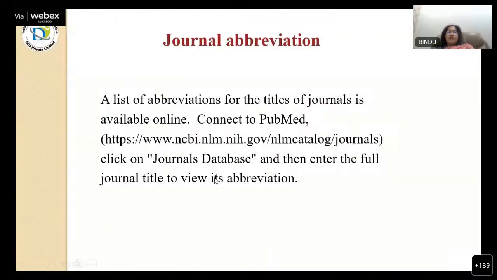Now, journal abbreviations can be obtained from PubMed. You can reach the journal database and then enter the full journal title to view its abbreviation. This will give you online all the abbreviations of the journals that are there in the PubMed journal database.